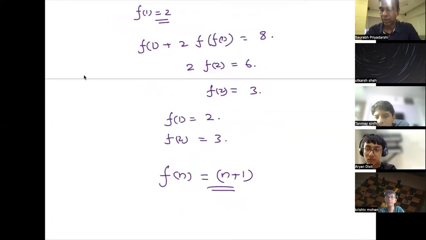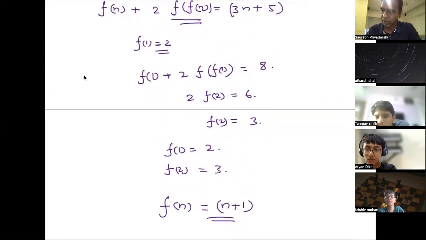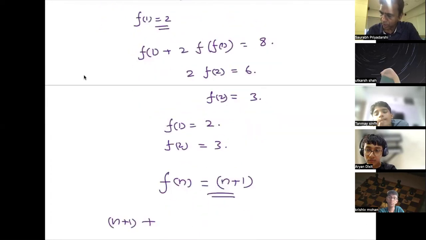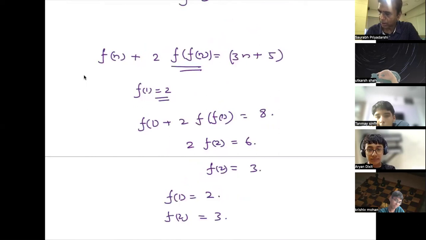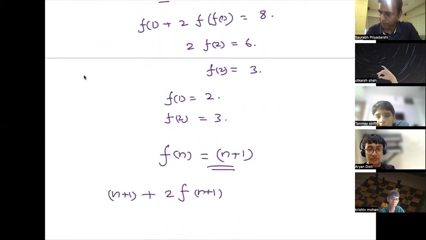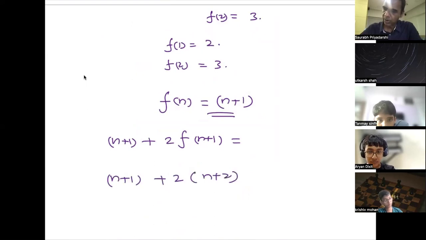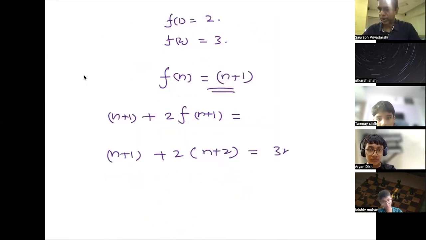And if I put the value fn is equal to n plus 1 on both sides, this is n plus 1 plus twice of f of n plus 1. f of n is nothing but n plus 1, right? That I have to find. So this is n plus 1 plus twice of n plus 2. And this is coming as 3n plus 5. So what we are assuming is just sufficient to prove this.